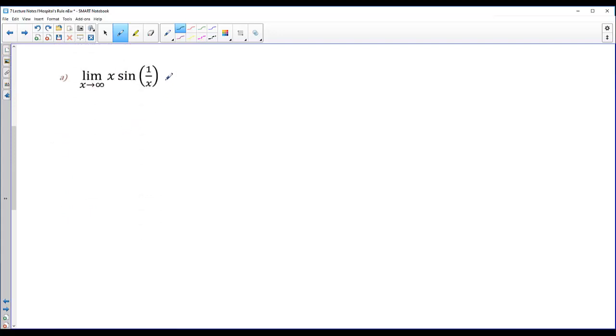Let's plug in 0 again. So remember, when we plugged in 0 here, we got 0 times, oh, not 0, I'm sorry, infinity. So when we plug in infinity, you get infinity times sine of 1 over infinity, which is times sine of 0, which is 0. And so again, this is an indeterminate form, but it's not one of our nice types of indeterminate forms. It's not 0 over 0 or infinity divided by infinity.